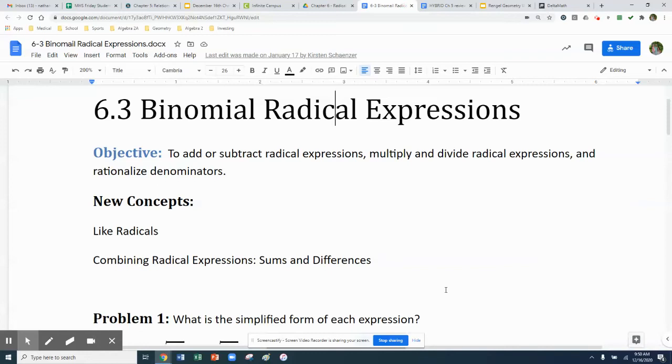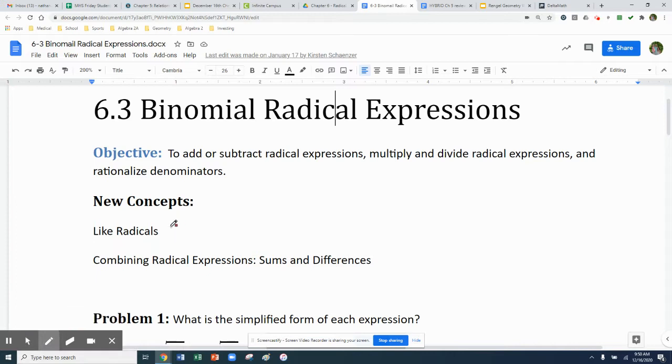Good? All right. So the big idea in section 3 is understanding what like radicals are. And you'll find out that it's very familiar to something you already know how to do. And then how to multiply radicals. And it's also a skill that you are going to realize that you already know how to do, even though it is dealing with something a little different.